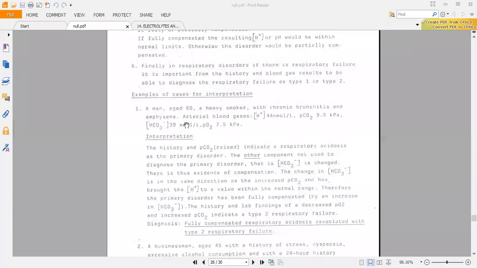A man aged 60, a heavy smoker with chronic bronchitis. Now they are saying heavy smoker and chronic bronchitis. So in your mind, are you going to think about a metabolic cause or a respiratory cause? Phyllis, answer the question. A respiratory cause. Good. So a respiratory cause. Now that you are saying it's a respiratory cause, even without looking at the values, someone with chronic bronchitis, should the person have respiratory acidosis or respiratory alkalosis?